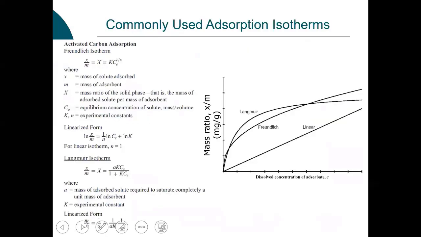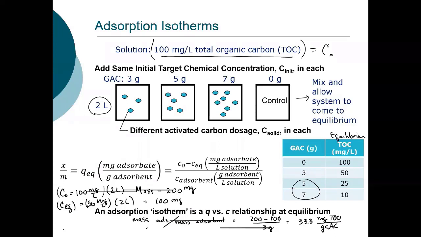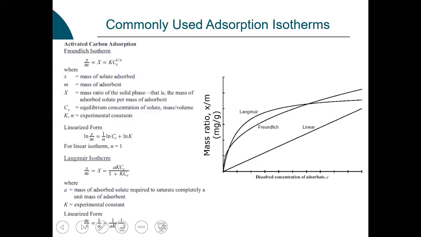And what we would end up with is a graph that would look something like this if we plot what is referred to as X over M, the mass of sorbate divided by the grams of sorbent, versus the equilibrium concentration. If we plot this data, we would end up with a graph like that. We typically model these systems by what are referred to as isotherm models. There are a number of isotherm models. I will only talk about a few of these.